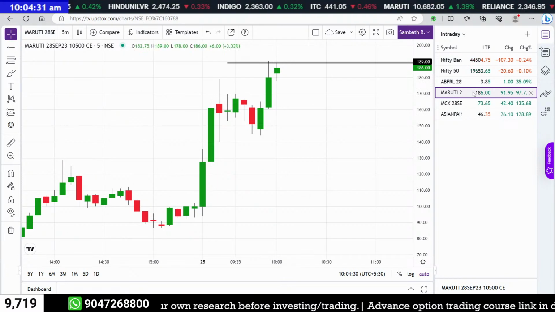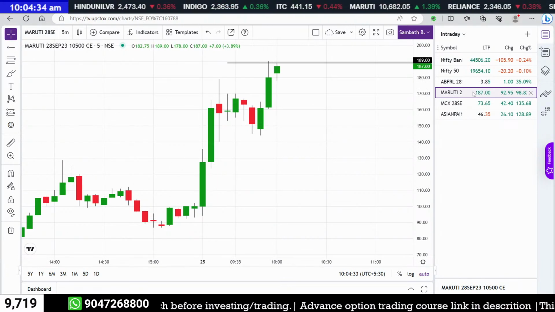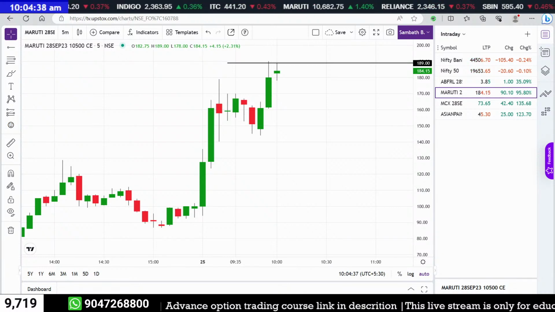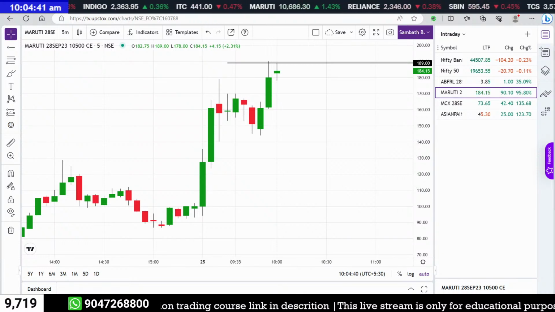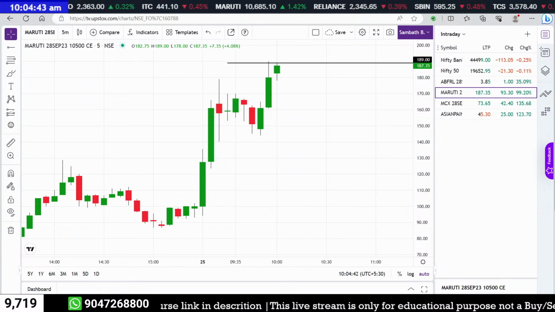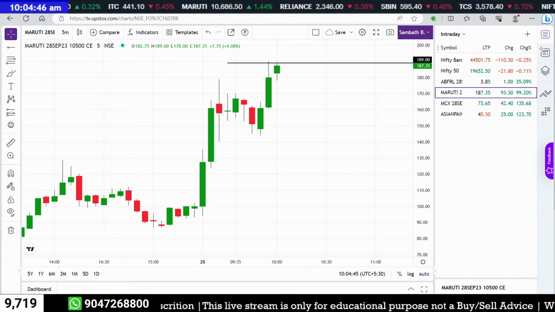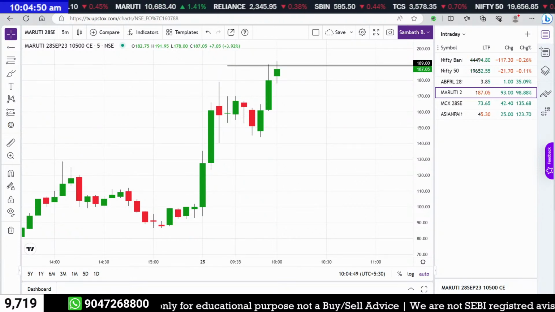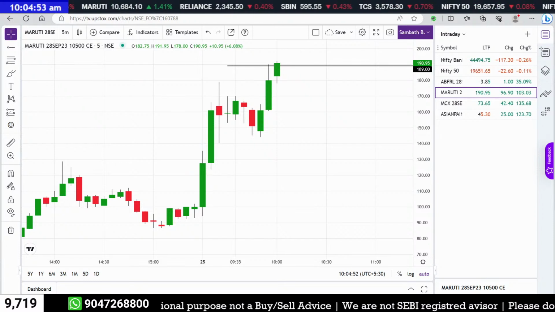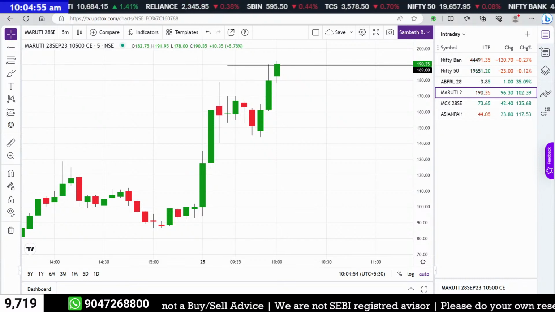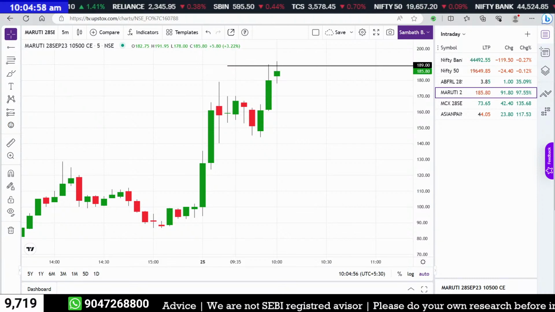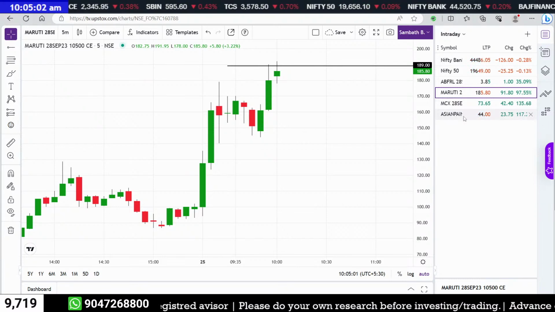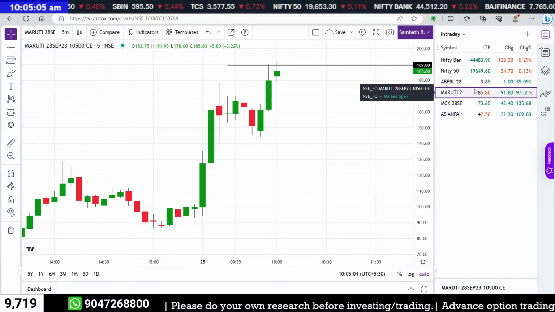On 86 again and Maruti. Okay, so that's happening here. Maruti is now near our entry point. MCX is also near our entry point. And Asian Paints. So these are all the three which we have found today. So that was working right now.